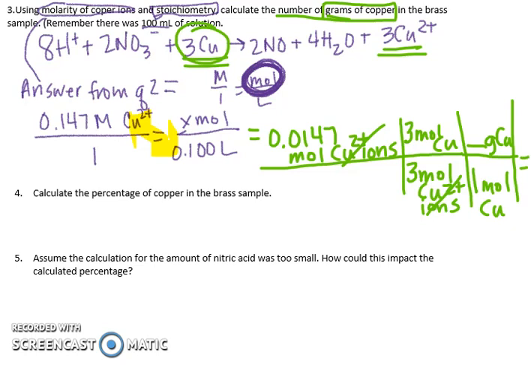So for problem number 3, you do need to show the balanced reaction. Again, use your answer from question 2. That's going to tell you your molarity of ions, cross multiply to get moles of ions, and then use mole ratio and formula mass to get to grams.